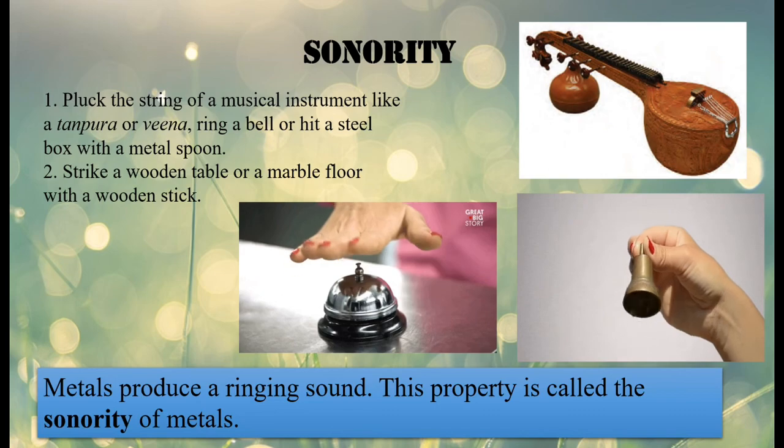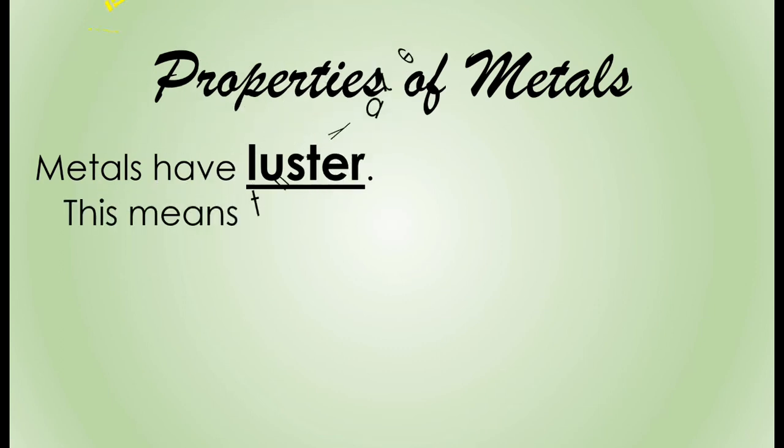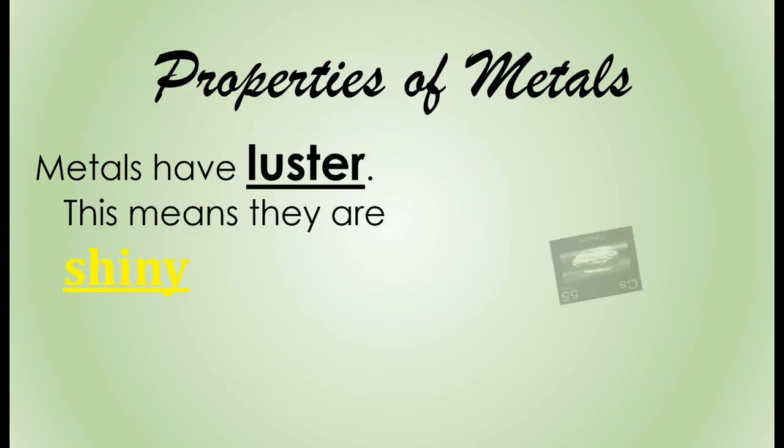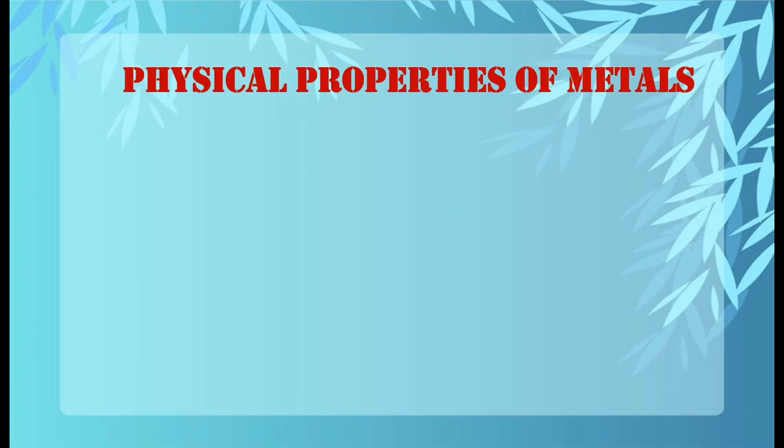The next important property of metals is that they have luster, meaning they have shine. So if you see a metal which is very shining, what do you say? That it has got luster. Remember that. So let us quickly revise the physical properties of metals that we learned up till here.